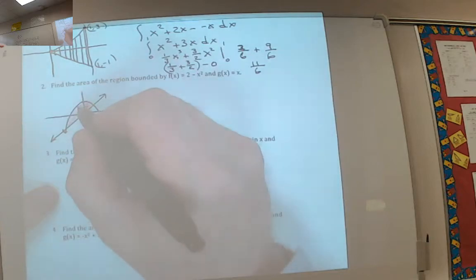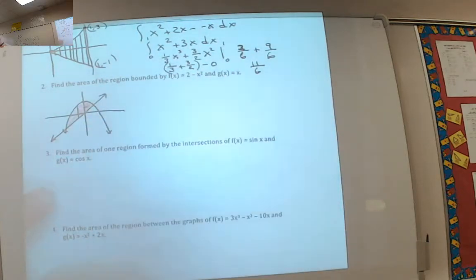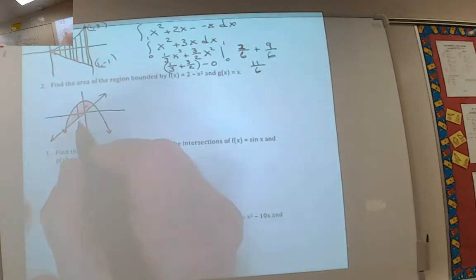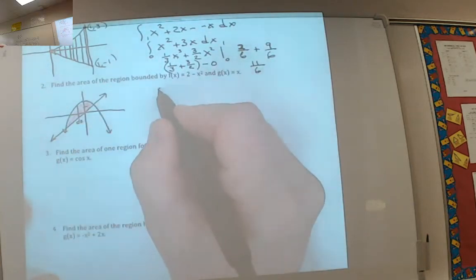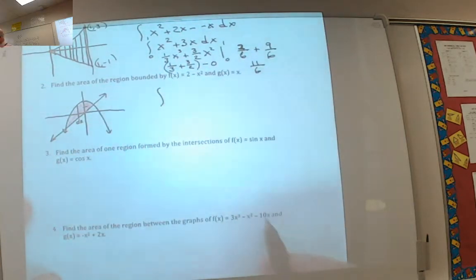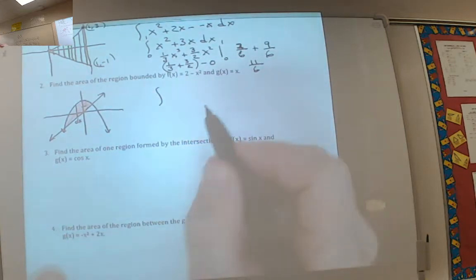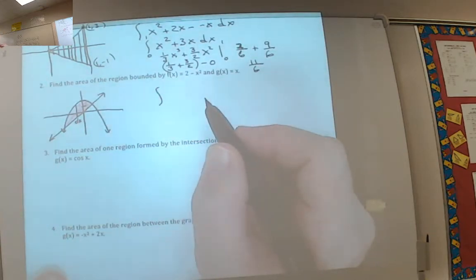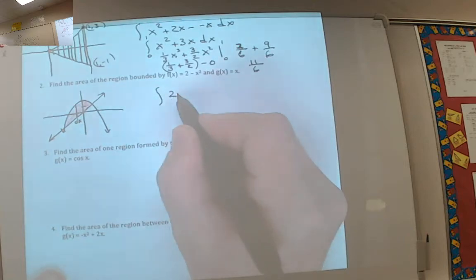Logan, here's one of my rectangles. Are you okay that I shaded in that area, by the way? Okay, so how wide is that rectangle? Dx. So let's start setting up the integral to figure out the area. What minus what? 2 minus x squared minus x.